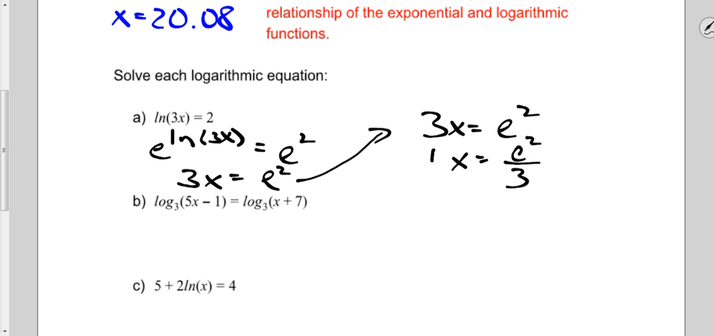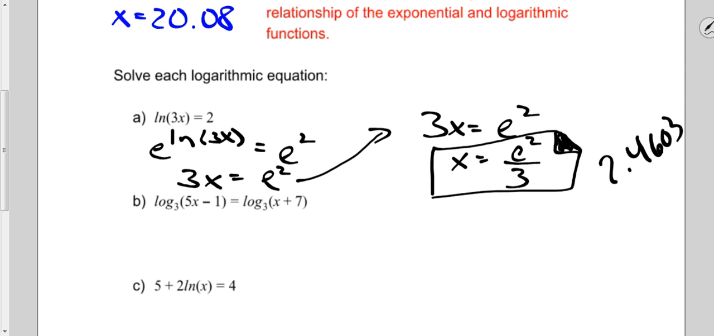I will be happy with that. I like this better than 2.4603. I like this better, because this helps our thinking. I don't think 2.4603 helps our thinking. This does, in my honest opinion.